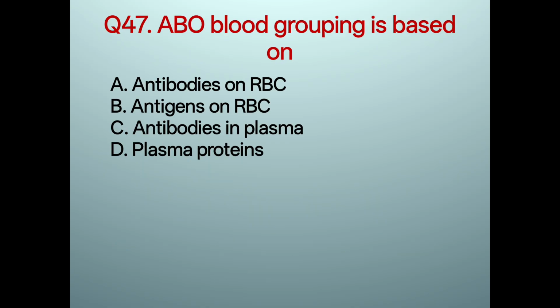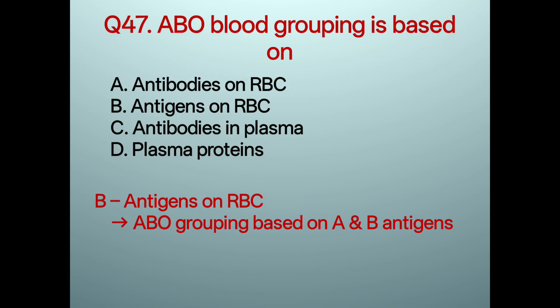ABO blood grouping is based on antibodies in RBC, antigens on RBC, antibodies in plasma and plasma protein. The correct answer is antigens on RBC. ABO grouping is based on A and B antigens.